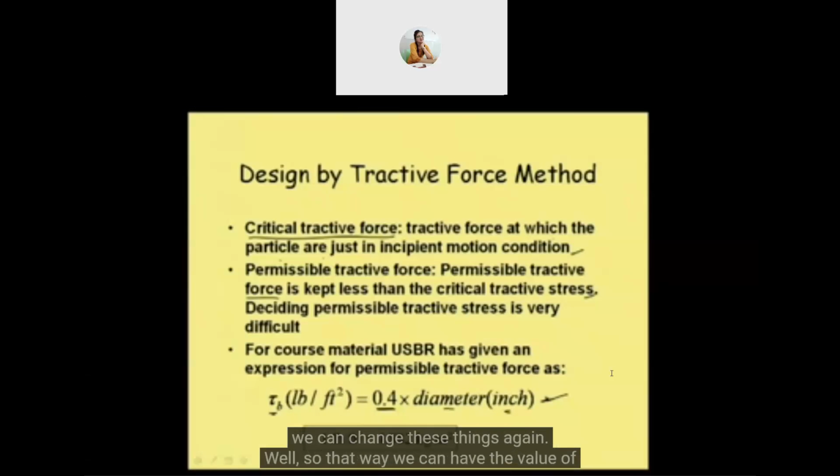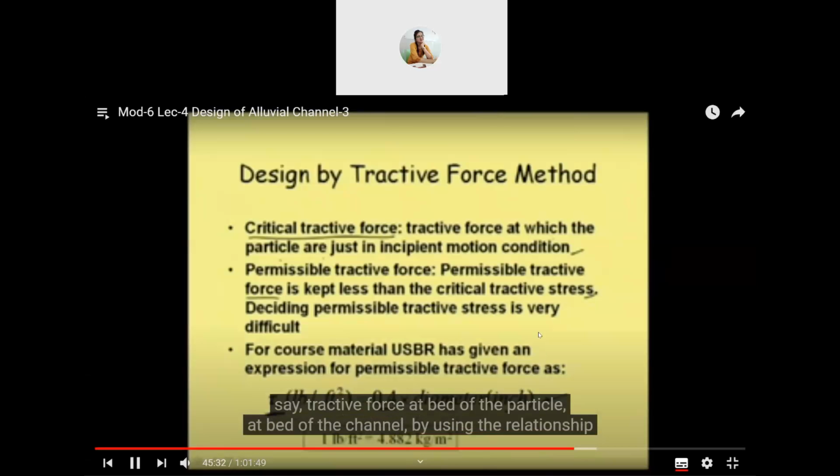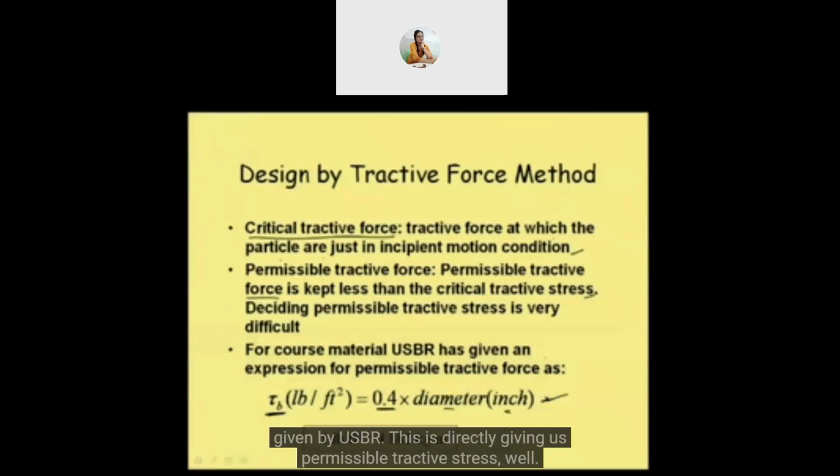Well, so that way we can have the value of tractive force at the bed of the particle, at the bed of the channel, by using the relationship given by USBR. This is directly giving us permissible tractive stress.